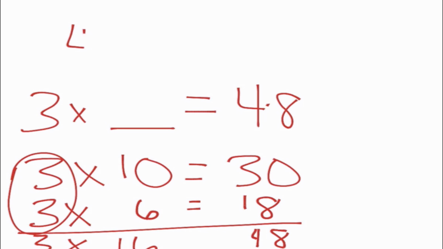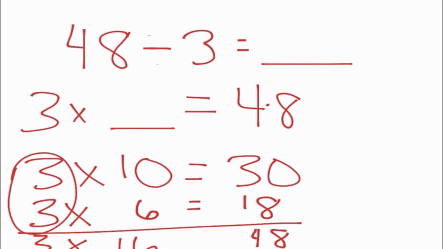So again, if we look at it, we have the dividend, 48, the number being divided, by the known factor, or the divisor, which is 3. And our quotient, or the unknown factor, is 16. So again, that's like saying 3 times 16 is 48, or 48 divided by 3 is 16.